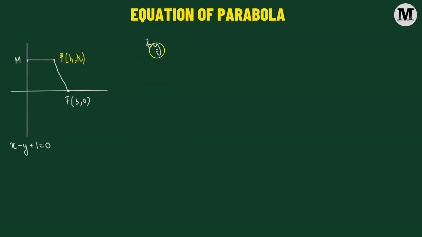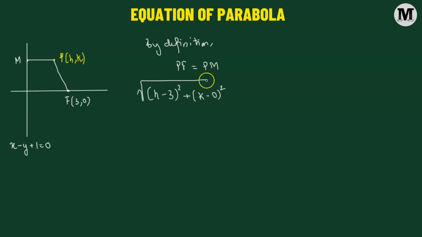By definition, we know that the length of PF will be exactly equal to the length of PM. So that's the definition of a parabola. The locus of the point P is chosen in such a way that PF equals PM. Now what's PF? PF is the length of the line joining point P and point F, which can be easily obtained by using the distance formula. So we'll take the square root. Underneath the square root, we take the difference of the x coordinates. So that's h minus 3 whole squared added to the difference of the y coordinates. So that's k minus 0 whole squared.